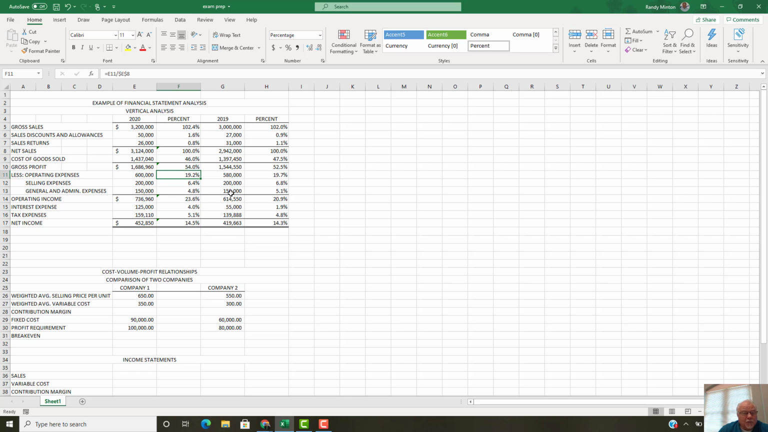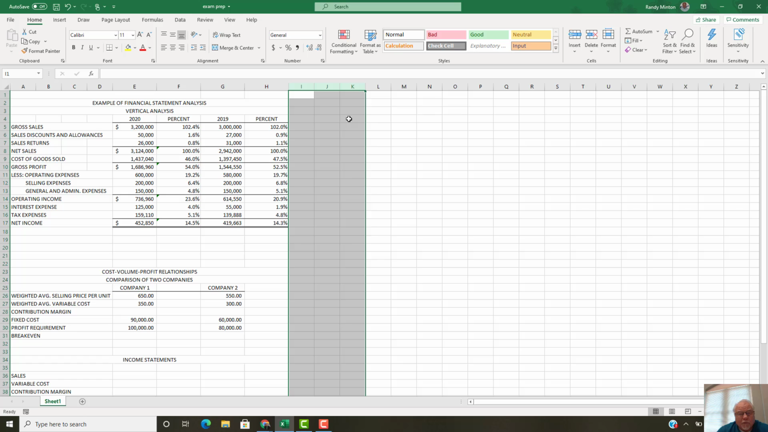And the same thing is true for general and administrative expenses. Basically, because I treated those as fixed costs, meaning that they were the same period to period, they would automatically be lower because I have a higher net sales number. And that's an important thing to consider when you think about cost volume profit relationships, which we're going to go to next. Before we do, though, I'm going to make a couple of extra columns here. And I'm going to show you how horizontal analysis would work.